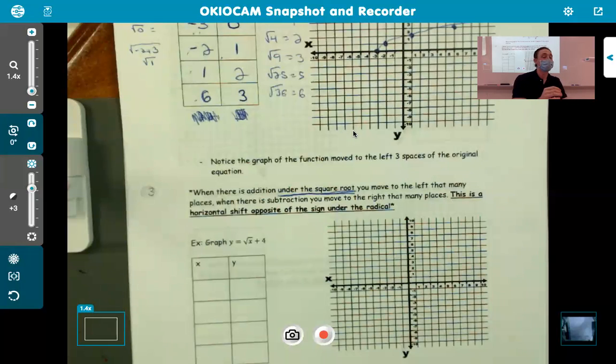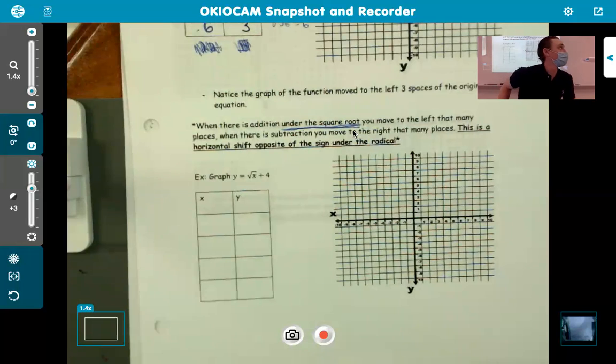Are there any questions about that point? We will revisit that, but I just want to make sure we're all on the same page before we move on. Everybody good? Any questions at all?